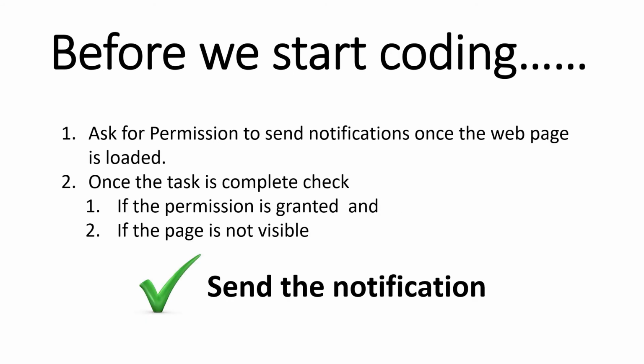At a pretty high level, we need to do these two things. The first one is to ask for permission to show desktop notifications. The second one is to check if the permission is granted and if the page is not visible. Then send the notification. Now let's start coding.